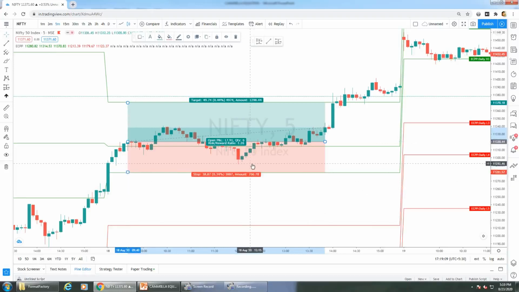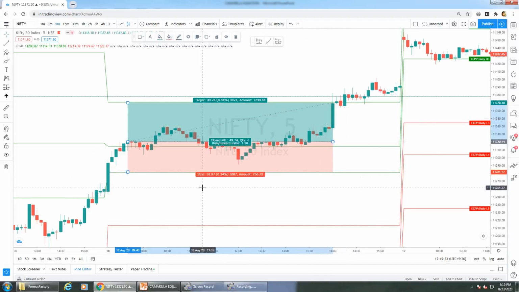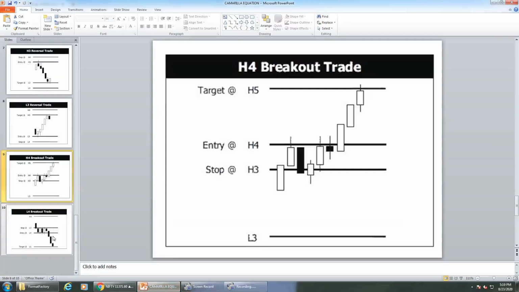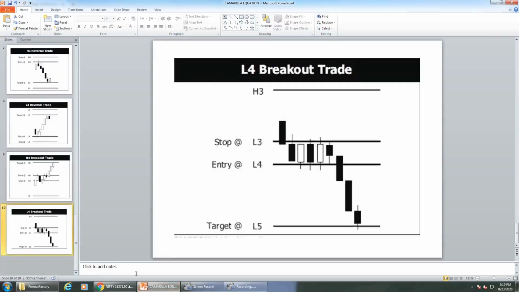If you see here, I am getting 1:1, not below 1:1, more than 1:1. So that is the reason I am placing this stop loss at this H3 line, and my target is achieved here. So this is an H4 breakout trade. You need to wait for the price to reach H4, and it has to break H4, and you can take a trade. So let's get into the next type of trade, L4 breakout.